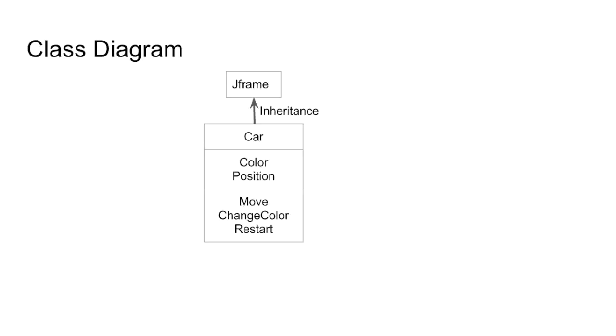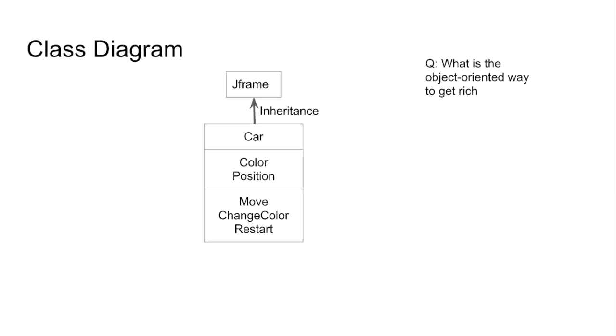So you see Car, right? This is our Car class. It states our color and position. That's what's right under Car. Right under that are our behaviors or functions. Color and position are also our variables. Our functions are move, change color, and restart, which are basically just what our buttons do.